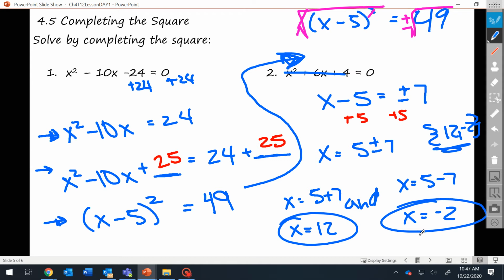Very useful strategy here for solving a quadratic. No factoring involved whatsoever. This is actually quite a bit faster than factoring x squared minus 10x minus 24. And some problems can't be factored, and this is the method that's used to take care of problems that can't be factored.